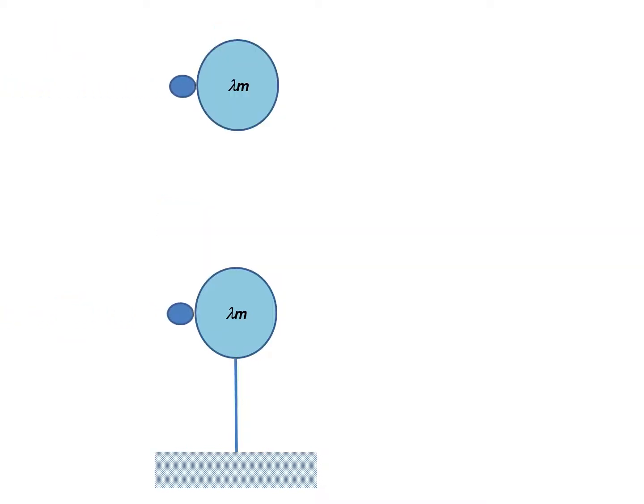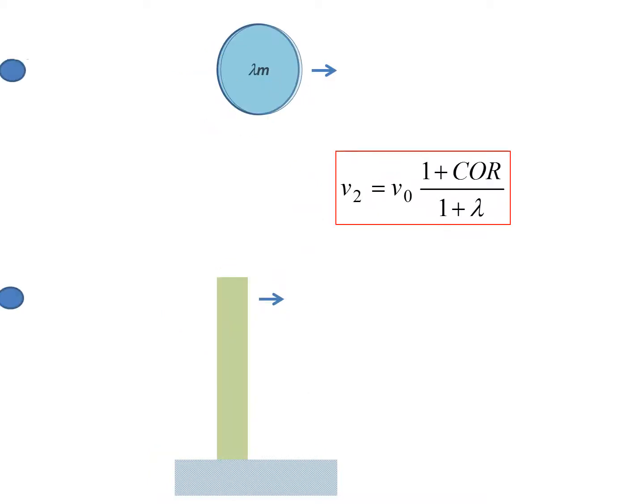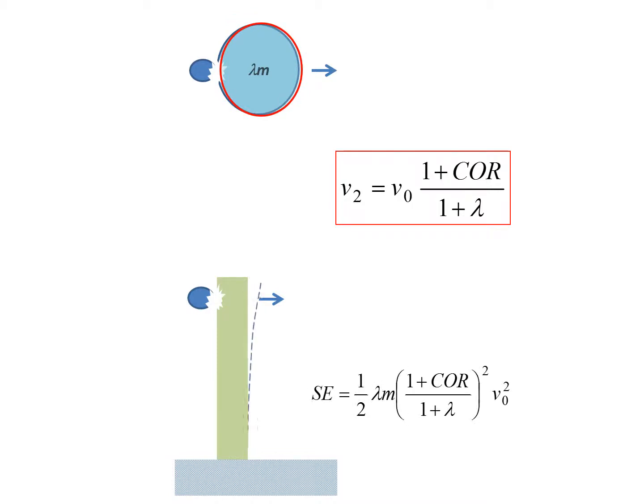Recall the earlier lecture on the fundamentals: the velocity of the target, and the amount of strain energy absorbed by the supporting pole, has been determined. This same expression may also be used for estimating the amount of strain energy absorbed by the stem wall in bending.